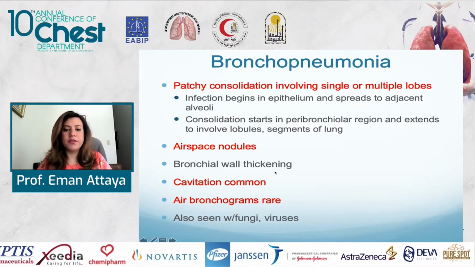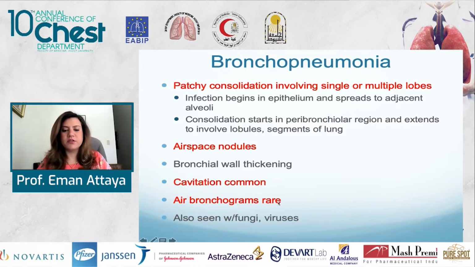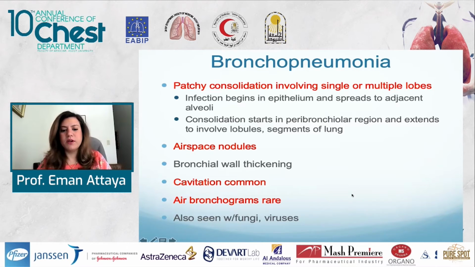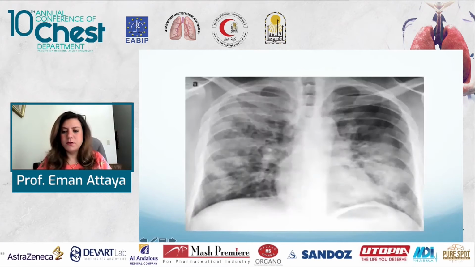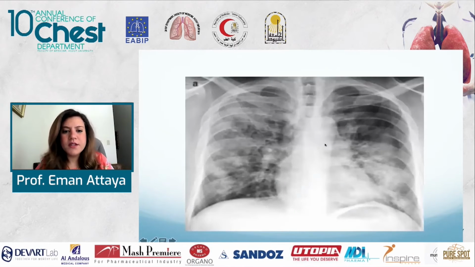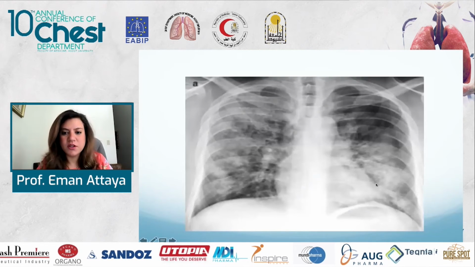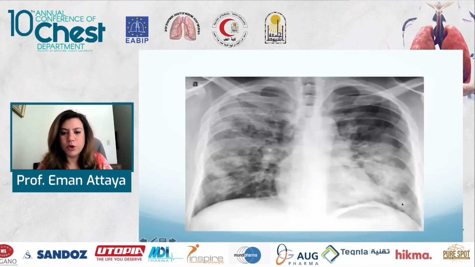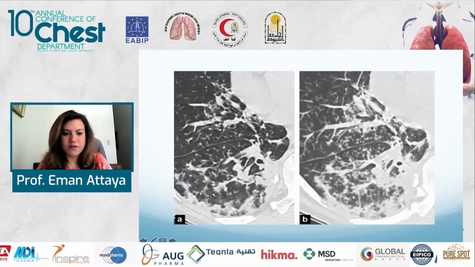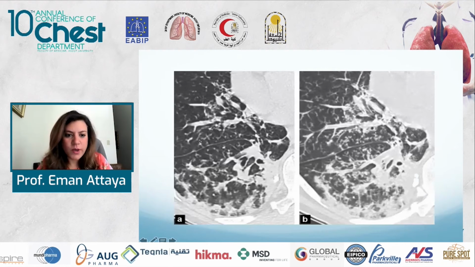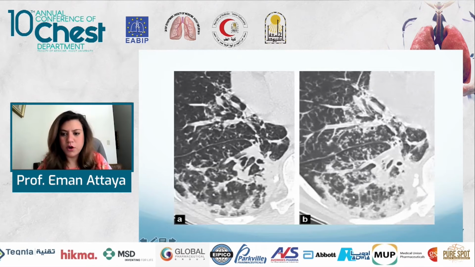You can get bronchial wall thickening, and cavitation is common. Air bronchograms are rare, so you won't see air bronchograms with bronchopneumonia. You can also see bronchopneumonia with fungi and viruses. So here's an example of bronchopneumonia. We have patchy consolidation of multiple lobes of the lung. Here's a CT picture of it. Again, patchy consolidation. We have little nodules here, involving more than one lobe.